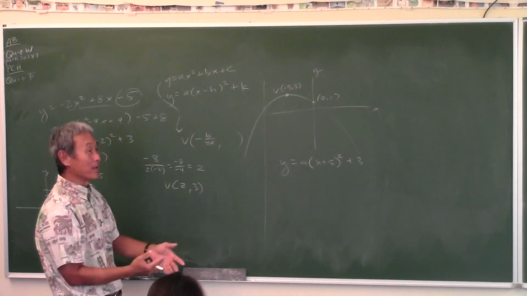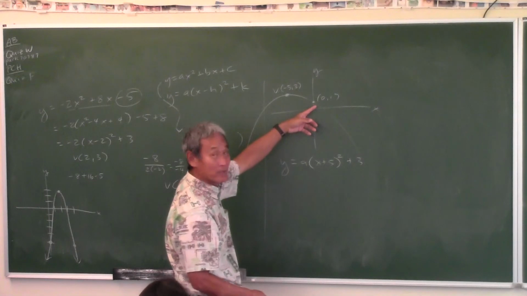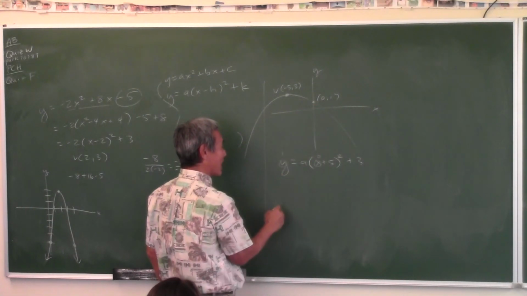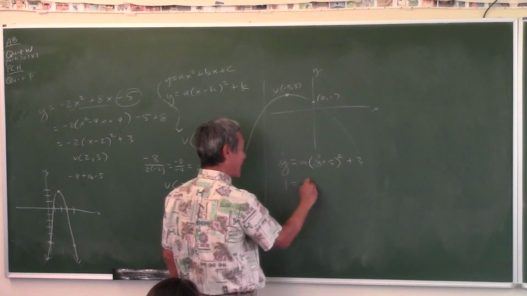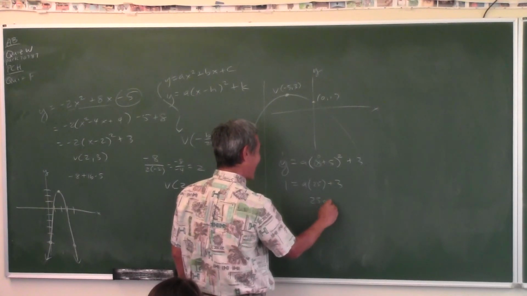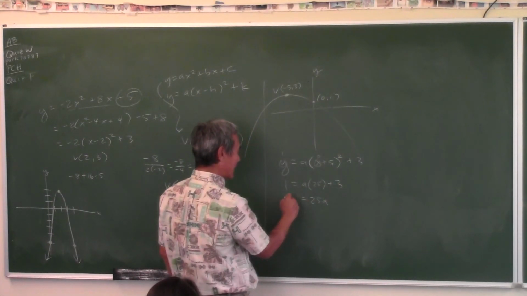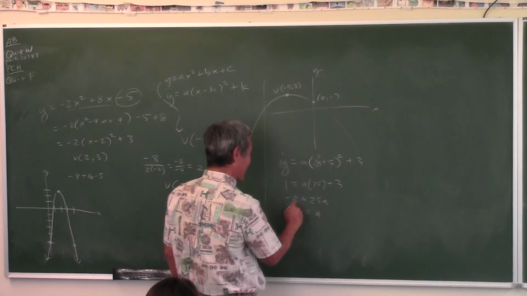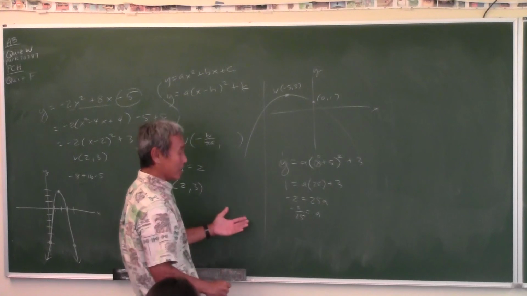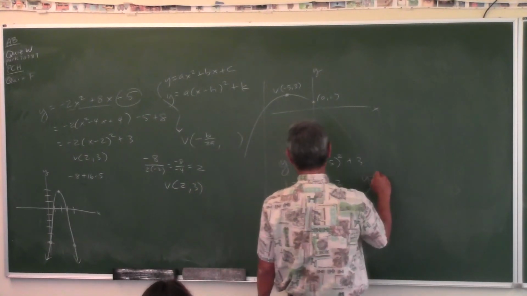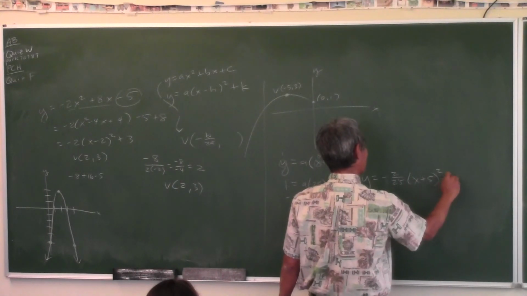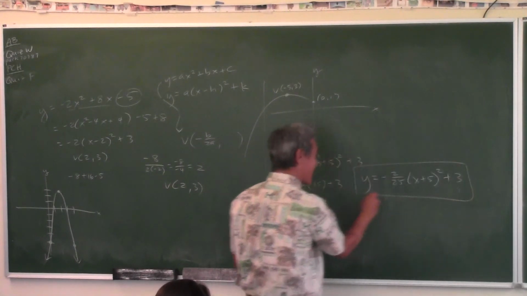You plug in a point that you know, that's why I gave you this point. What do you think I'm gonna do with it? I'm gonna plug in 0 for x and 1 for y. Let's do it. 1 equals a times 25 plus 3. 25a is equal to -2. a equals -2/25. Who's gonna guess that, right? So therefore, the equation of the parabola is y equals -2/25 (x + 5) squared plus 3. Box that, that's the answer.